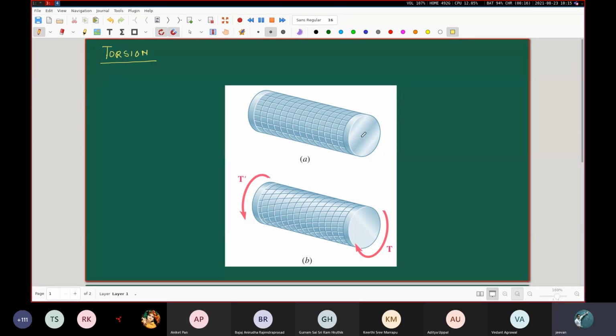All right, so this is the undeformed shaft where there is no torsion being applied. And now in the bottom panel, panel B, we have this torsion being applied. As a result of this torsion, these little elements which were rectangles are no more rectangles. They have become like rhombus. So suppose we pick up any one of these rectangles.